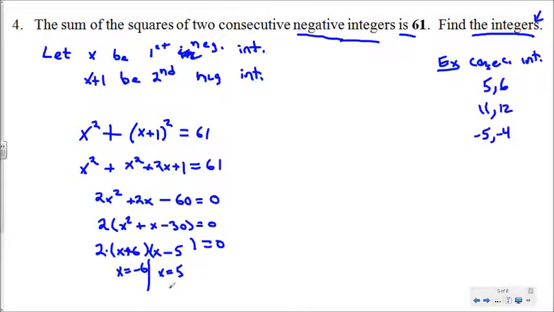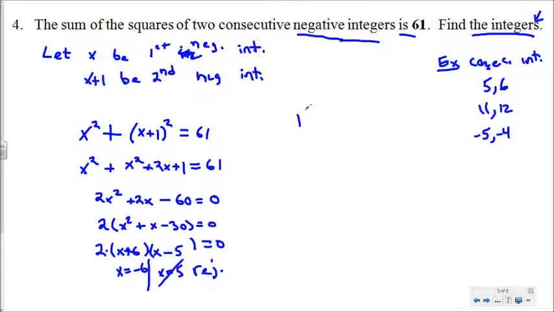Now here's where you have to do some interpreting. Remember what the value for x was. x is a negative integer. Well, positive 5 is not a negative integer, so that does not satisfy what this original question asked for. So when that happens, we reject solutions which do not meet what the question is calling for, how we defined our variables in the very beginning. Therefore, x is negative 6.